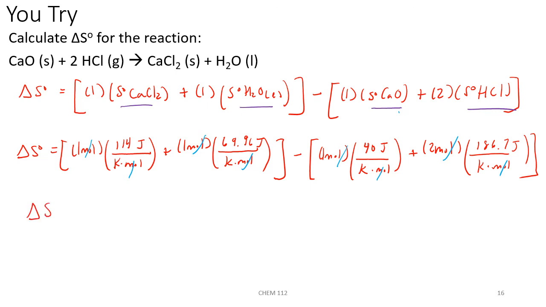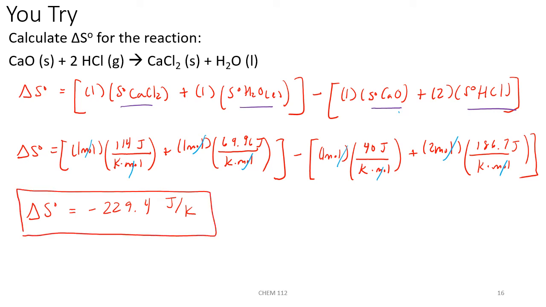So coming up with a final value for our delta S naught, we get negative 229.4 joules per Kelvin. And once again, we got a negative value for our entropy that we calculated. So our reaction is getting more ordered, less disordered. We went from having 2 moles of gas on the reactant side to having 0 moles of gas on the product side. So once again, you could have expected that you should have a negative value for your delta S, whatever the number might be.